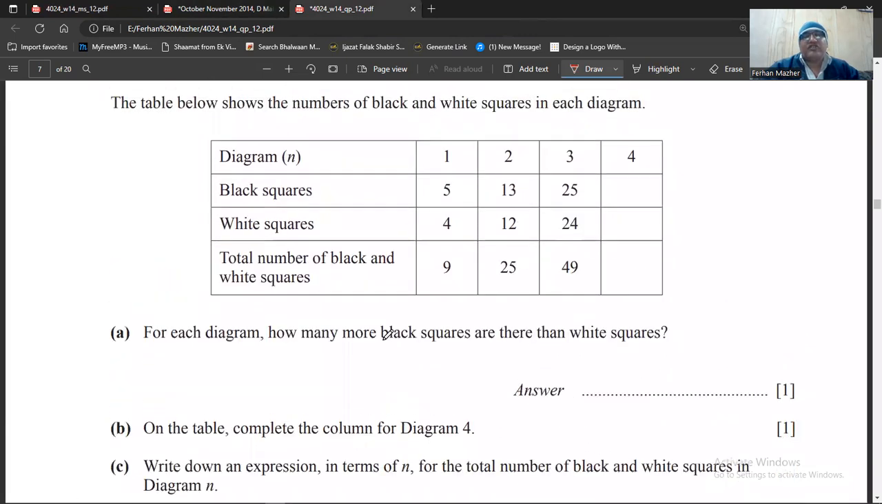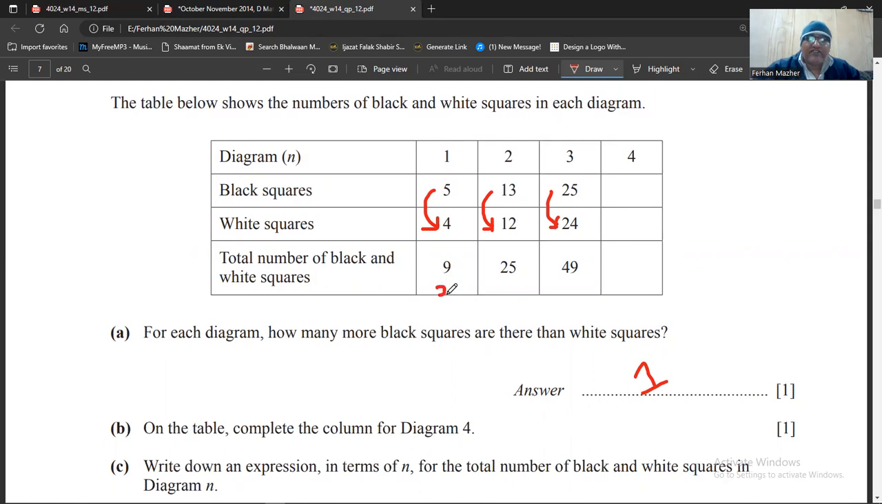The first question is, for each diagram, how many more black squares are there than white squares? You see, what is the difference between them? The difference is 1. This is their question: for each diagram, how many more black squares are there than white squares? So this answer is 1. Then he says, in the table, complete the column for diagram number 4.